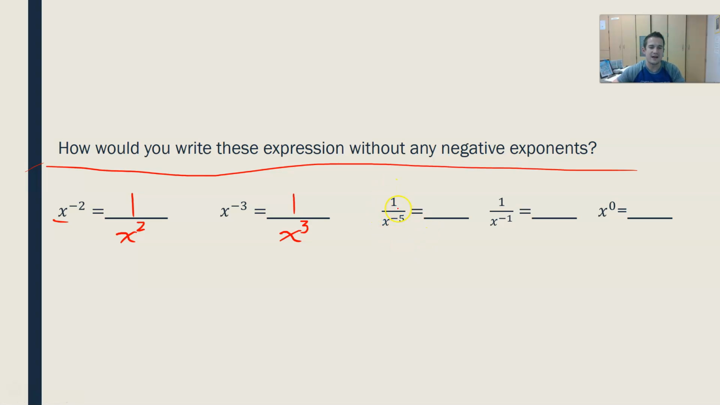1 over x to the negative 5, that negative 5 is going to come into the top, so same going backwards. If I have a negative exponent in the bottom, it's going to flip the line and change the sign, so this is going to turn into x to the 5th on the top and just 1 on the bottom. 1 over x to the negative 1 is going to be x to the positive 1 over 1. The negative exponent moves into the top. And then x to the 0, what's anything to the 0 power? Just 1.